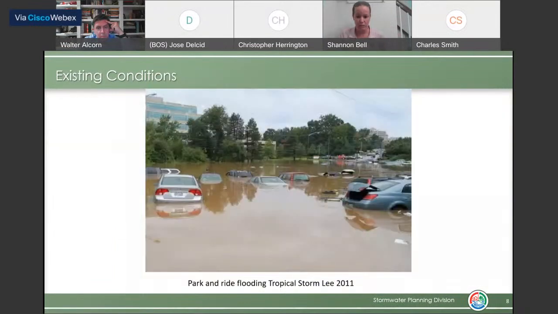So in 2011, when Tropical Storm Lee hit, it was a really large rain event where it rained really heavily over a couple hours and flooded this whole area. As I mentioned in the previous slide, the 10-year storm event is about where we start experiencing flooding. I believe that Tropical Storm Lee was a 500-year storm event, so it's significantly larger than what a typical rainfall event was. But since it rained so hard so quickly, we overwhelmed the storm sewer that's located in the park and ride right now.